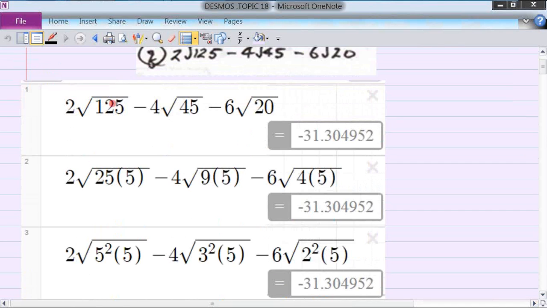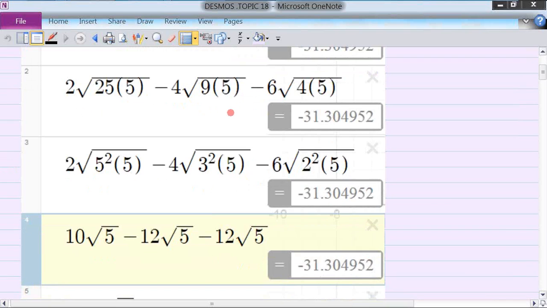I'm going to simplify this, and instead of 125, I'm going to write 25 times 5. Instead of 45 here, I'm going to write 9 times 5, and instead of 20, I'm going to write 4 root 5. The reason I've done this is because 25 is 5 squared, a perfect square, so I can take the 5 outside the root sign. 9 is 3 squared, so I can take the 3 outside the root sign, and 4 is 2 squared. In each one of these numbers, I look for a perfect square, and 25, 9, and 4 were the perfect squares.